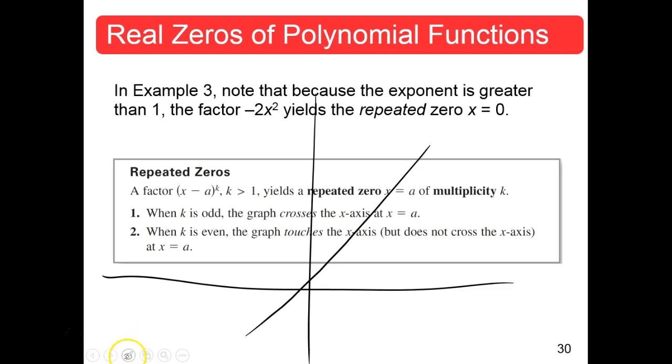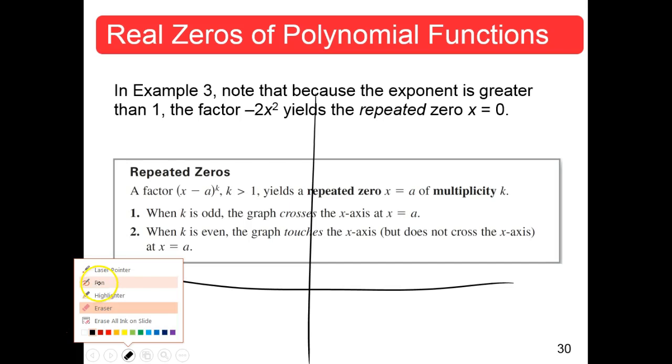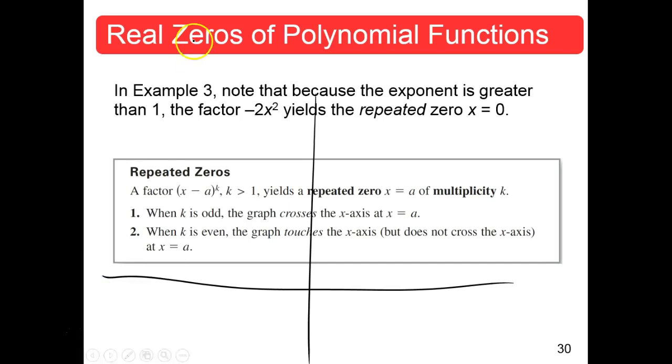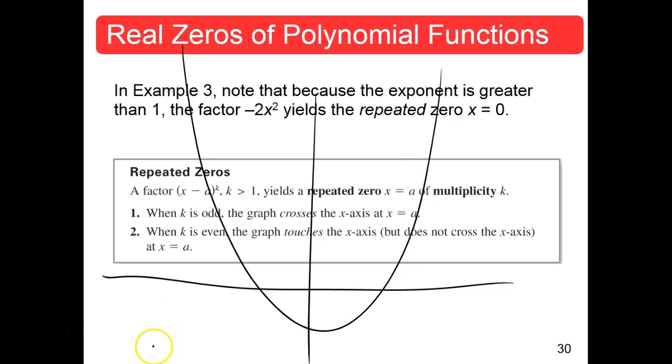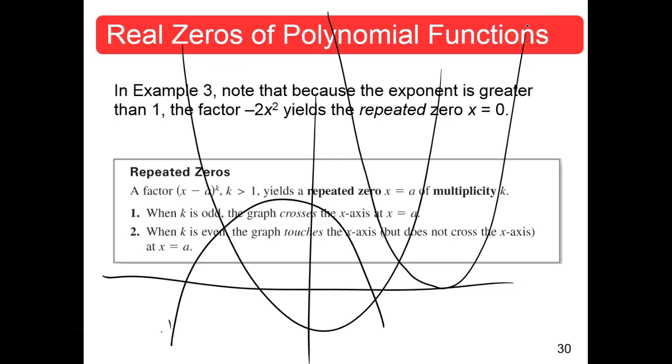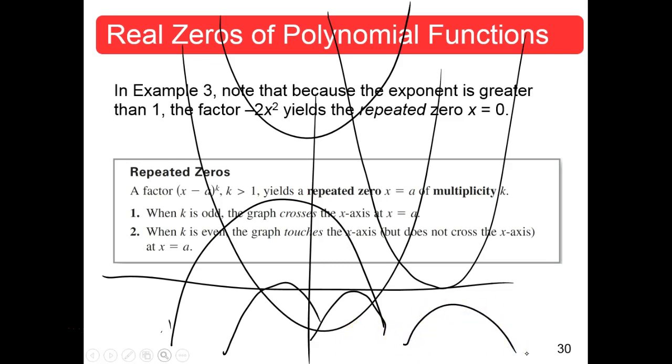Now, when we have a quadratic function, there are three possibilities. It could be like this. How many times does it cross? 2. It could be like this. Whoa, that's interesting. How many times does it cross? 2. It could be like this, only touches it once, or like this, and only touch it once, or it could be like this and it never crosses. Okay?